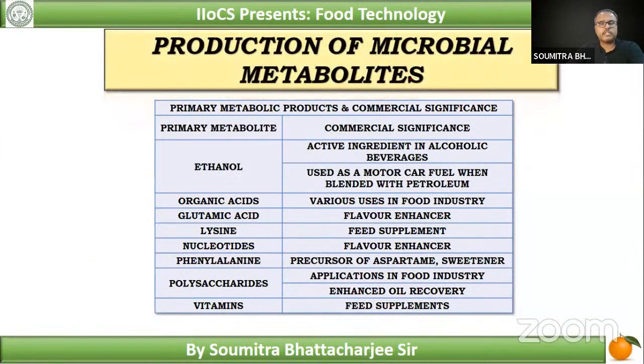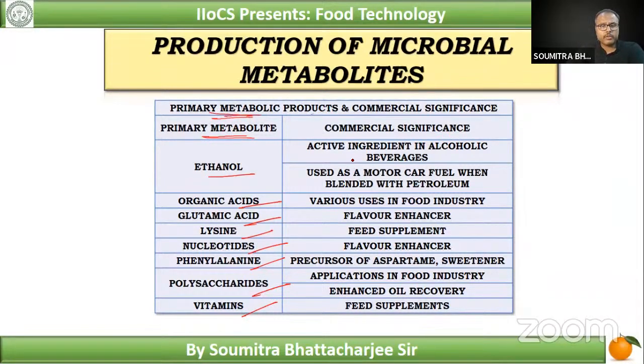Now, if I'm talking about the production of microbial metabolites, what are the different kinds of metabolites? These are the primary metabolites which we have: ethanol, organic acid, glutamic acid, lysine, nucleotides, phenylalanine, polysaccharides, vitamins. All these are the primary metabolic products which are present.